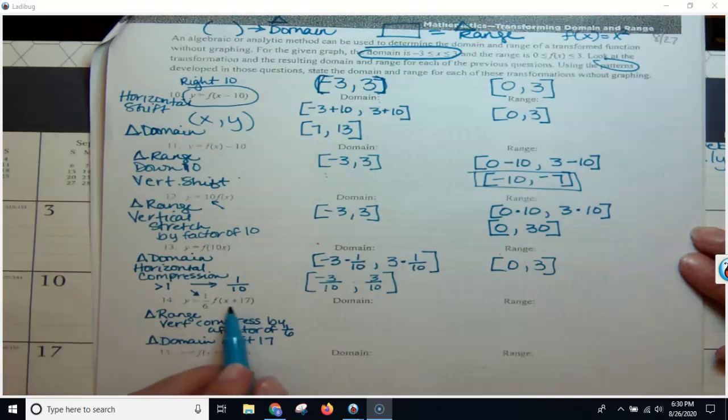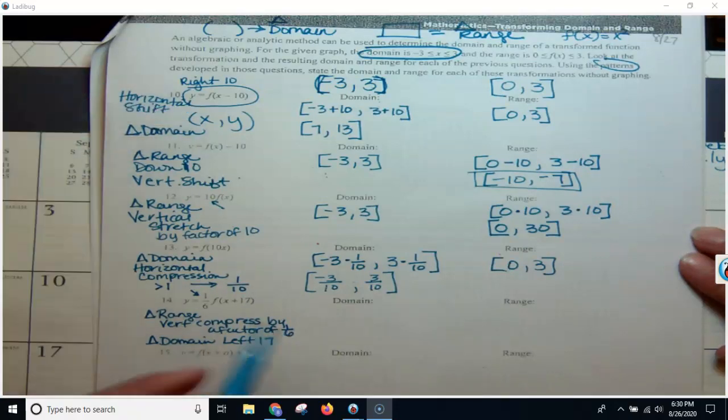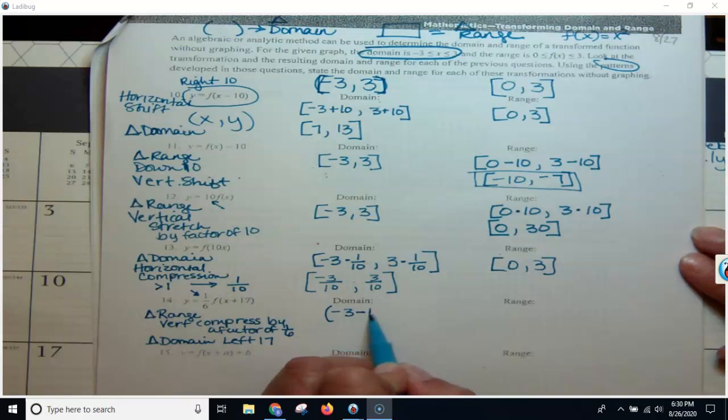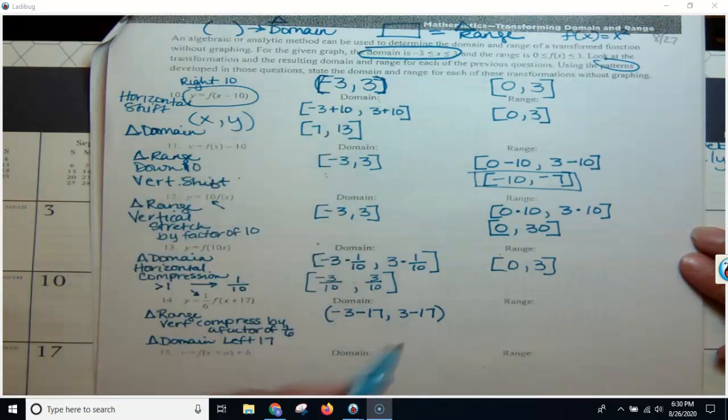So we know that when we have it in the parentheses here, if we go back up to this, we're going to basically subtract from our domain negative 3. We're going to subtract 17, right? Because we're doing the opposite. If it's plus, we're subtracting. If it's minus, then we're adding. And so we get for our domain negative 20 and negative 14.